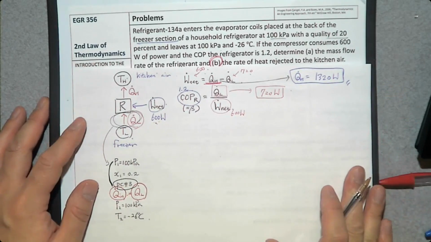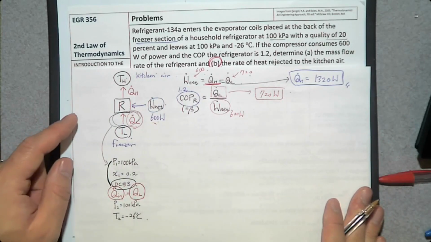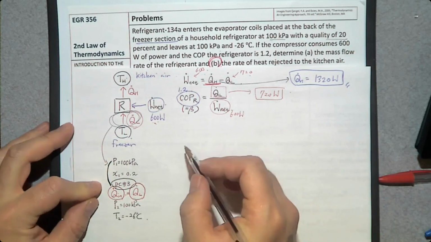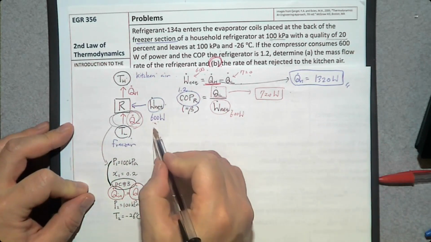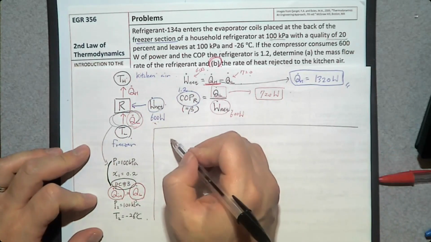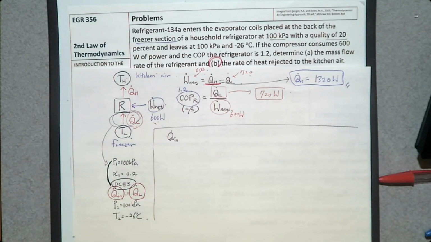So to determine the mass flow rate of the refrigerant, we need to come up with the energy balance equation for this refrigerant. So let's find out what is the energy balance equation for this refrigerant. If you don't know, you can start with the general energy balance equation for steady state open system.